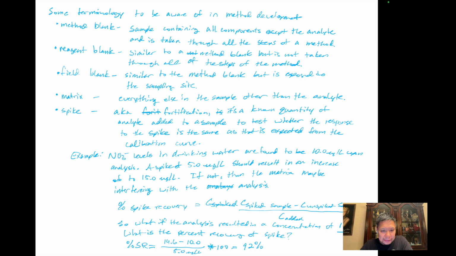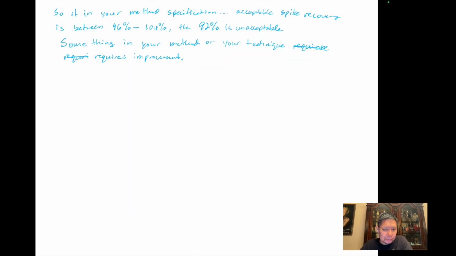92%. And so if you go through and get that 92%, and your method specification says that the only acceptable spike recovery percentage is between 96 and 104%, then your 92% is not good enough. And so now you have to reevaluate your technique or your method. That's basically what that means, right?